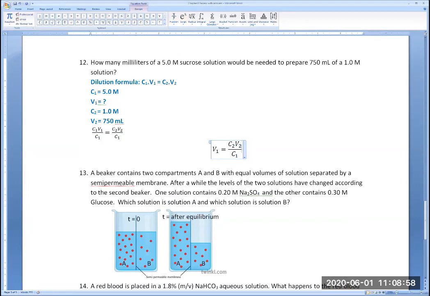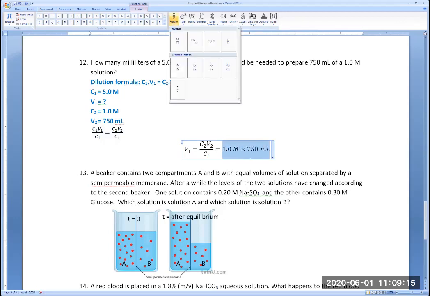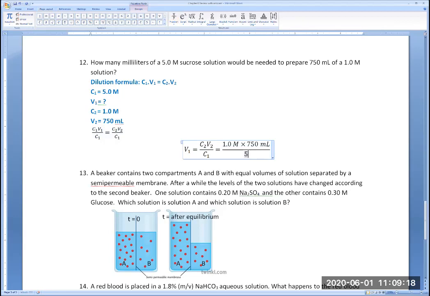And so let's plug in the values now. So C2 is 1.0 molar times V2, 750 milliliters, all of this divided by C1, which is 5.0 molar. In the calculator it's 1 times 750 divided by 5, and the calculator answer is 150. So the molarities cancel, right? The capital M cancel, and so you're left with milliliters here.